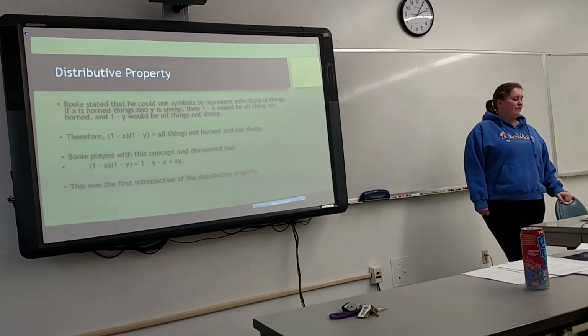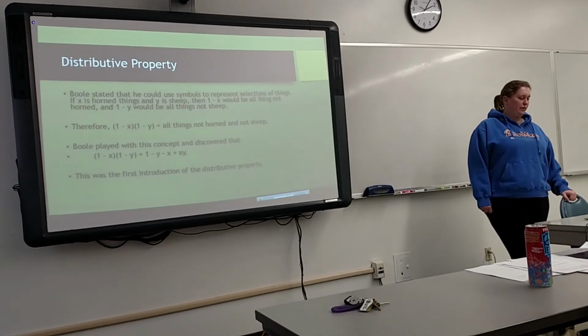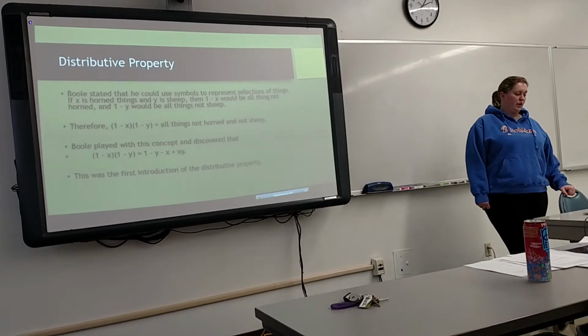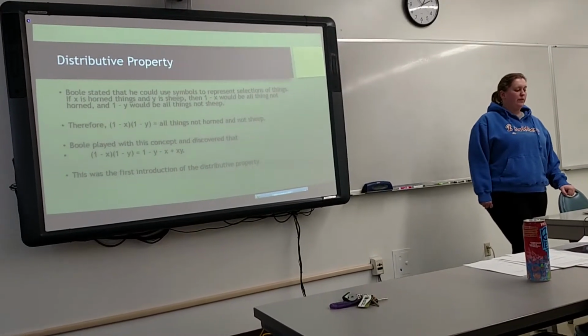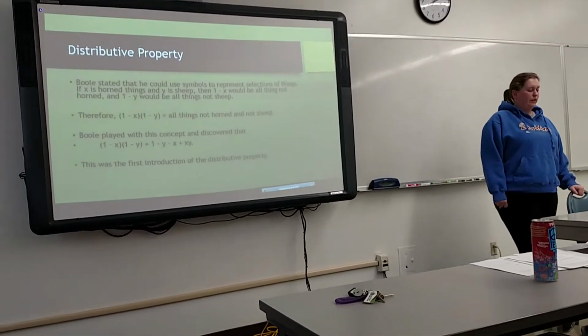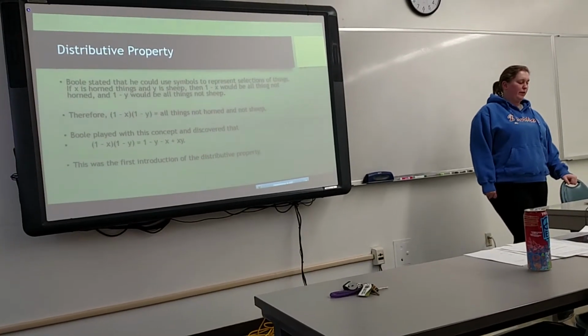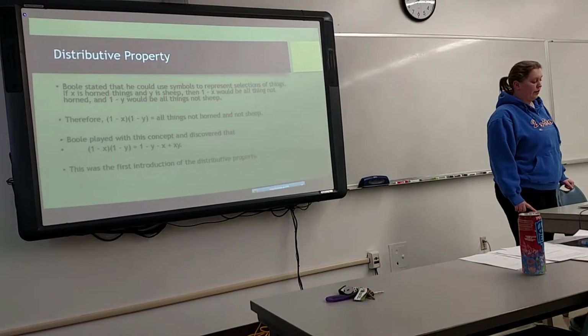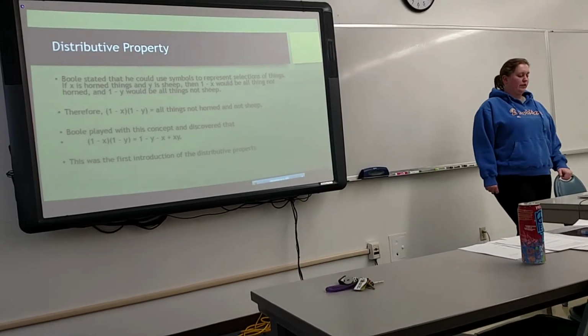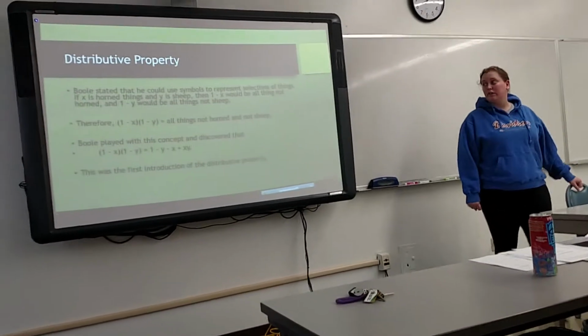Okay. If x is horned things and y is sheep, then 1 minus x would be all things not horned, and 1 minus y would be all things not sheep. So therefore, (1 minus x) times (1 minus y) equals all things not horned and not sheep. This is how he discovered the distributive property.